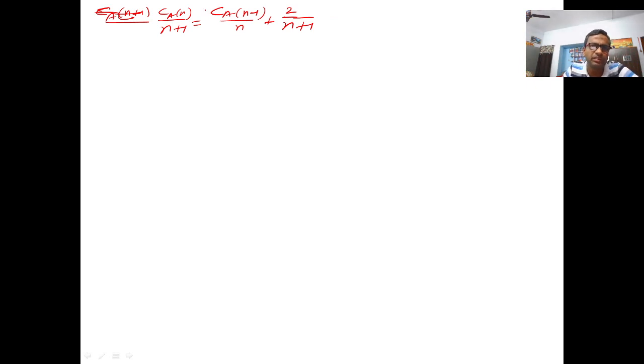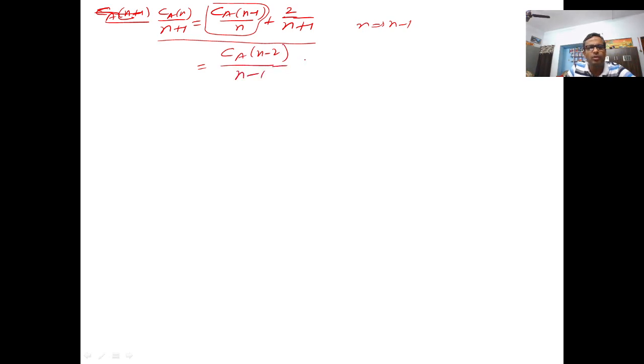Now in this expression, try to put the value of this recursive part. For putting the value of this recursive part, we just need to replace n by n minus 1 in this whole equation. Whatever you get, just put it here. So what exactly we are going to obtain is CA of n minus 2 upon n minus 1 plus 2 upon n is going to be the value of this, plus 2 upon n plus 1 was the earlier value.